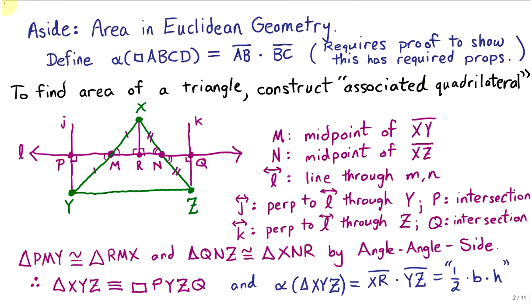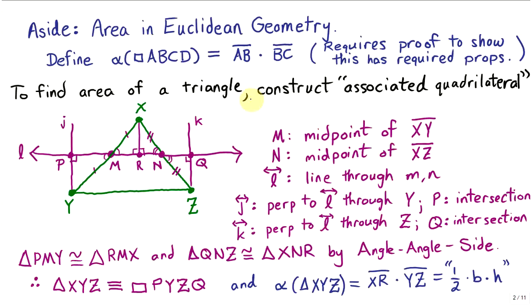Before we start talking about area in hyperbolic geometry, a short aside, area in Euclidean geometry. To define area in this context, we typically define the area function on a rectangle ABCD to be the product of the lengths of two perpendicular sides, AB and BC. Now you can make this definition, but it does require some proof to show that it satisfies all the properties stated by the neutral area postulate.